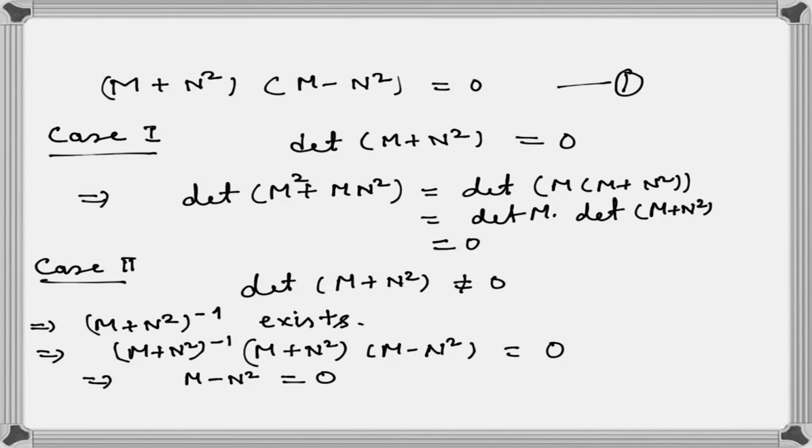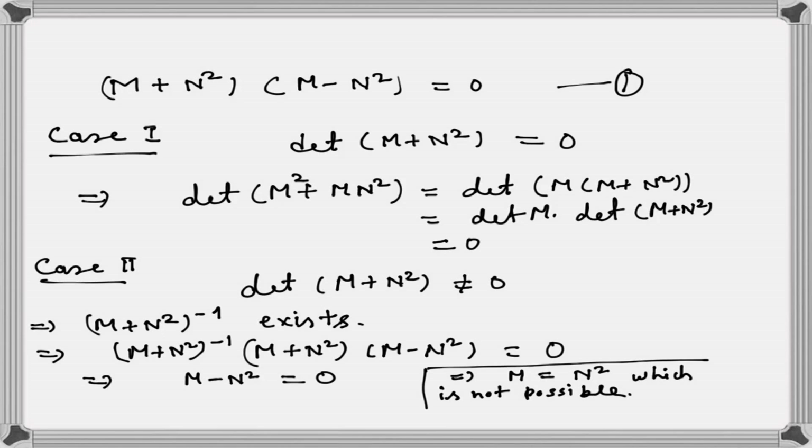All right, so let me just summarize here. This implies that M is equals to N square, and this is not possible, right? Which is not possible because in the question it is given that M is not equals to N square. Okay, all right. So this implies that case 2 cannot occur.